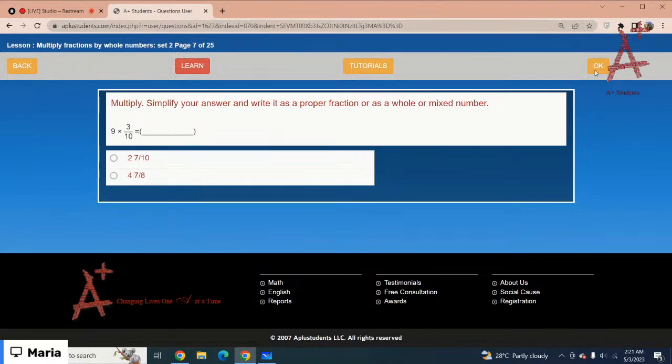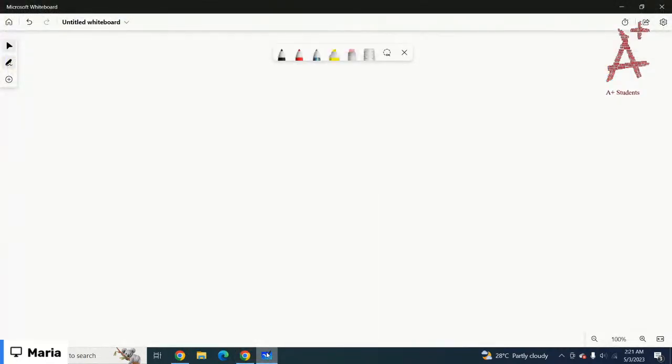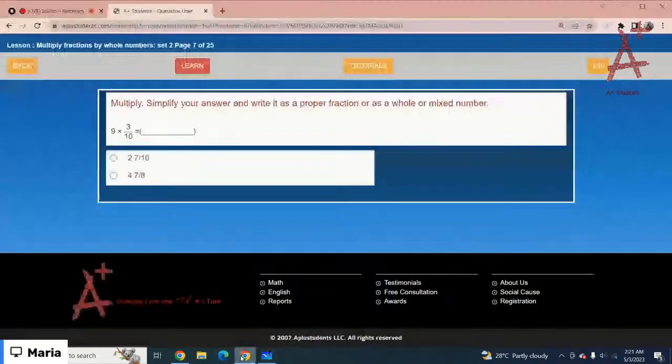Okay, the next one is 9 times 3 over 10. So you need to do numerator times numerator and denominator times denominator. So 9 times 3 is 27. So it would be 27 over 10. So when you divide 27 by 10, 10 times 2 is 20 and you have 7 as a remainder. So it would be 2 whole 7 over 10. Option number 1 is the correct option.